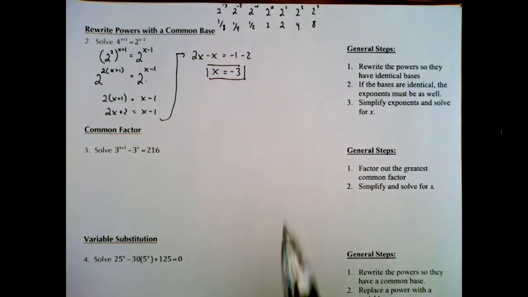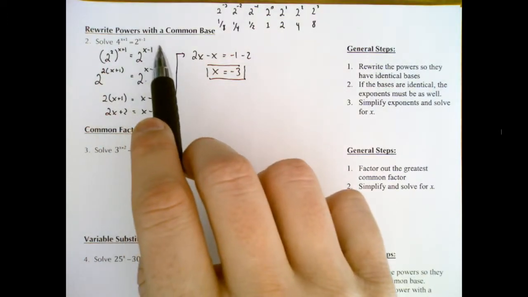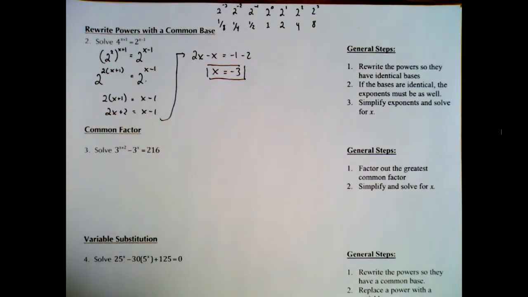If you can't change both bases to match, you cannot use this strategy. You would have to do guess and check, or wait till next year when you learn about logarithms. A third strategy is called the common factor strategy. And you can use this strategy when you have two terms with x and they have something in common.